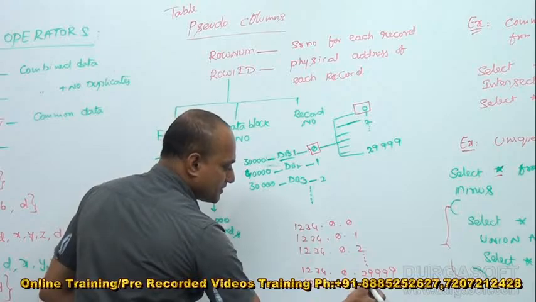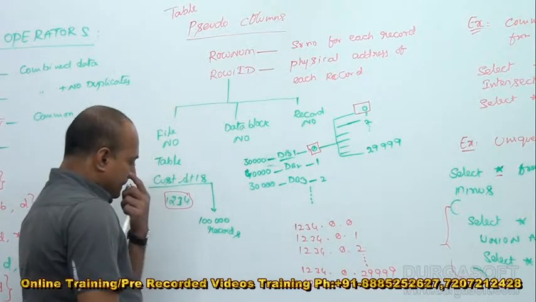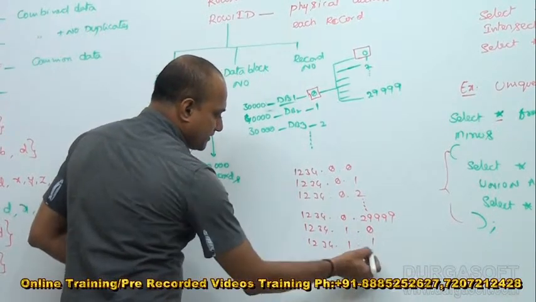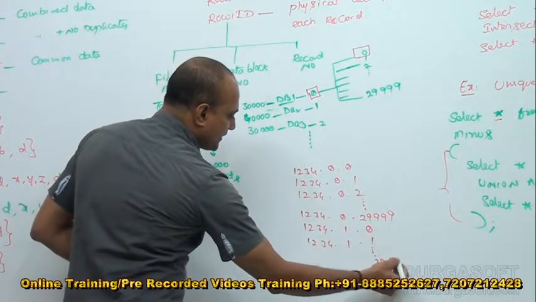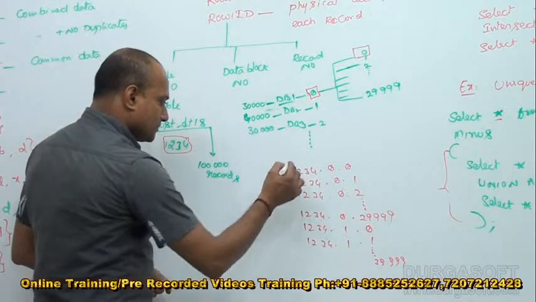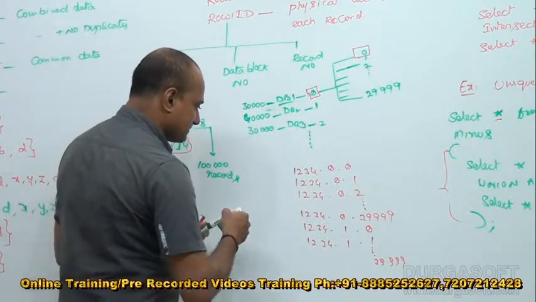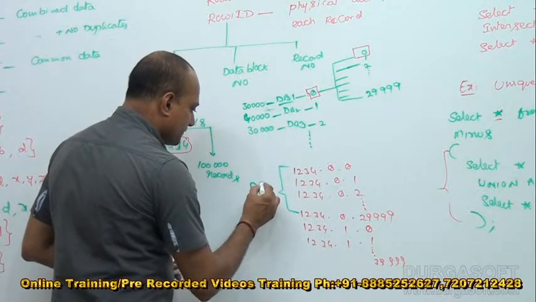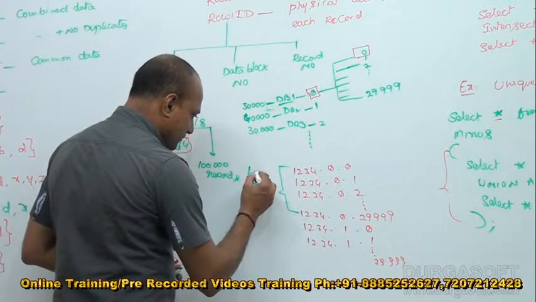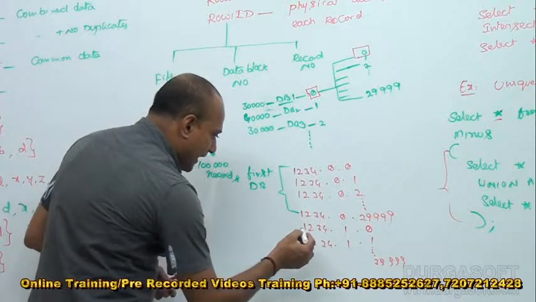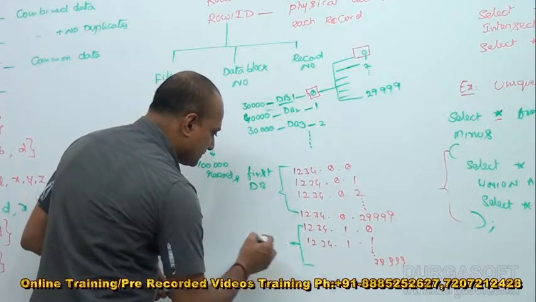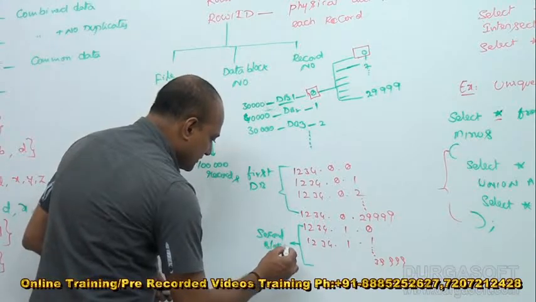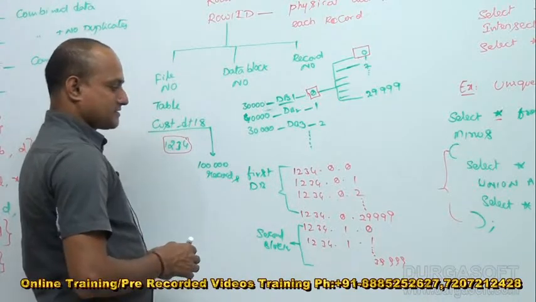Then for the second data block, 1234.1. Again the first record is 0, then 1234.1.1, and so on up to 39,999. These records are from the first data block, and from here the rest of the records are from the second data block. Remember, Oracle Engine maintains the physical addresses like this.